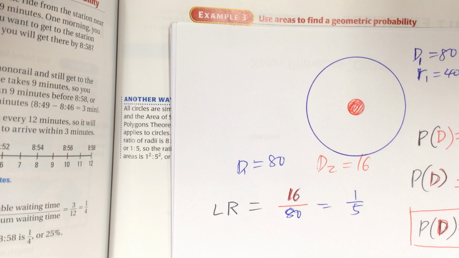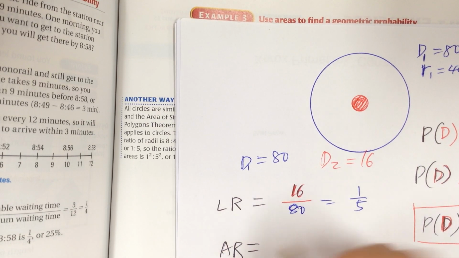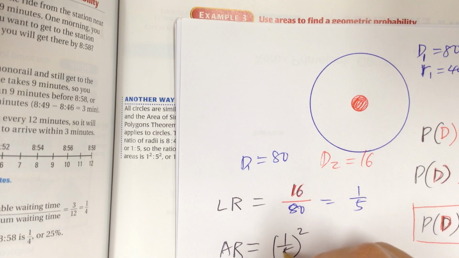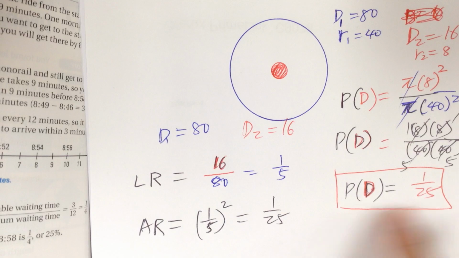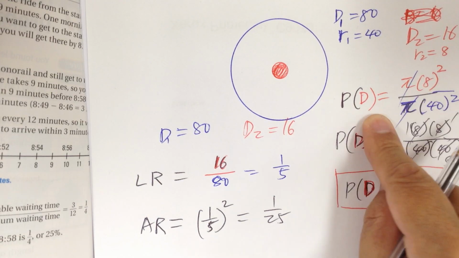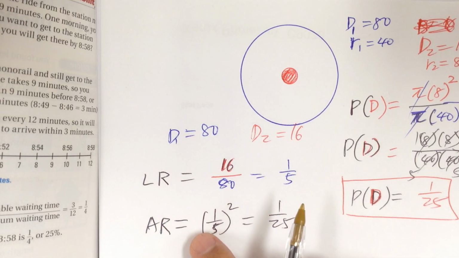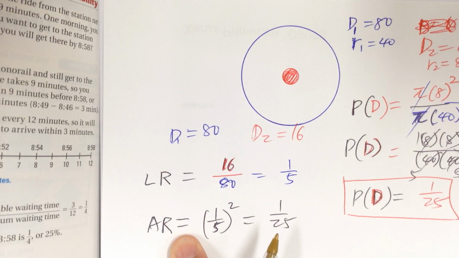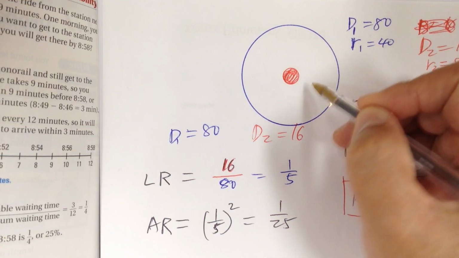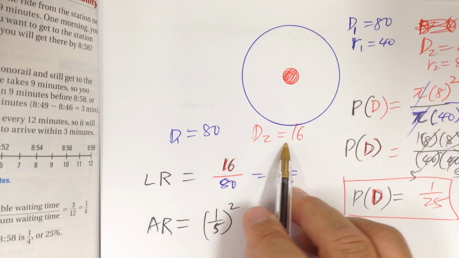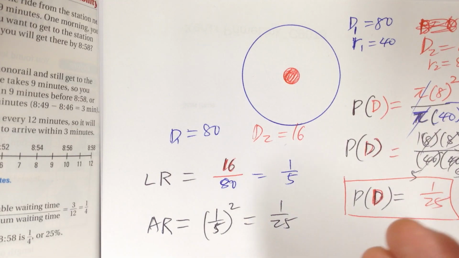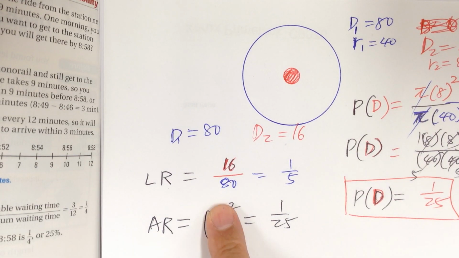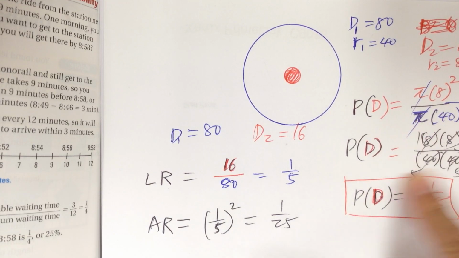Now, the area ratio is the square of that. So the area ratio would be 1/5 squared, and so it equals 1/25. And that's that. It's the same answer, so you don't have to go through all of this. If you use the length ratio, you get the area ratio. Probability dealing with area is just the area ratio. So first you find the length ratio, and then you square that. Now, if you have to go backward, you take the square root. This method is much easier than the one over here, because this can be kind of messy.